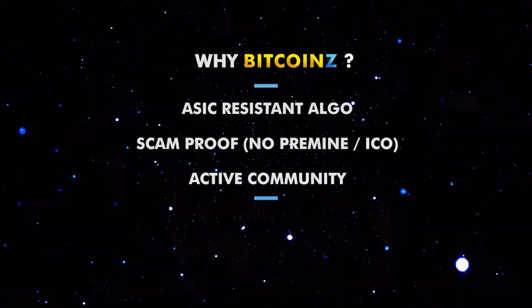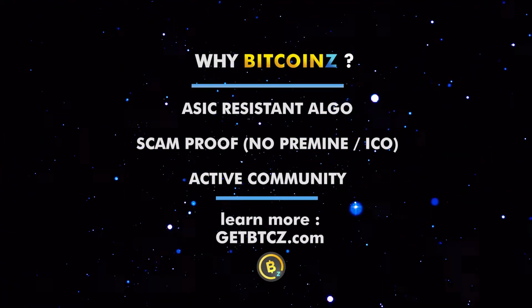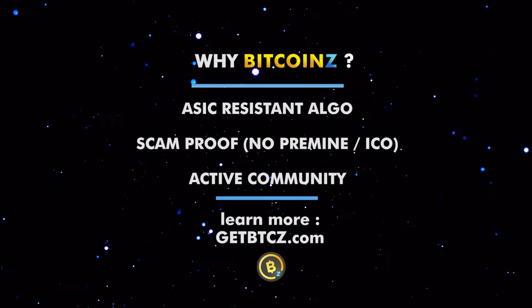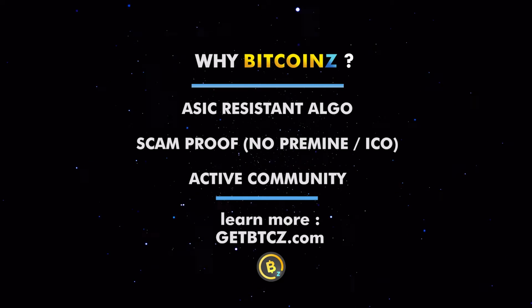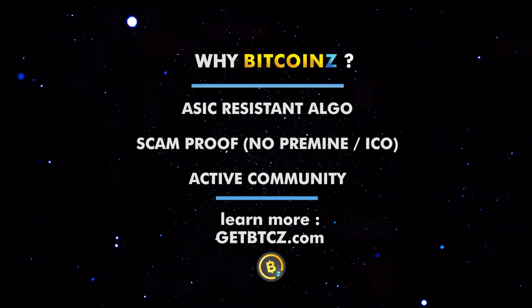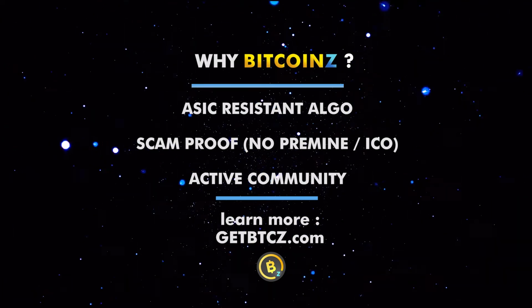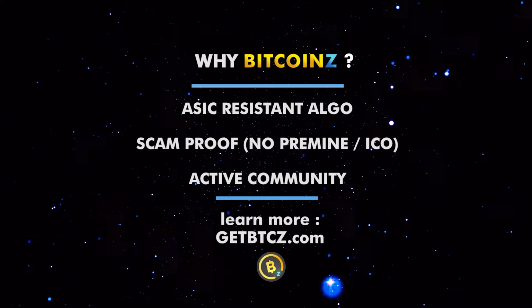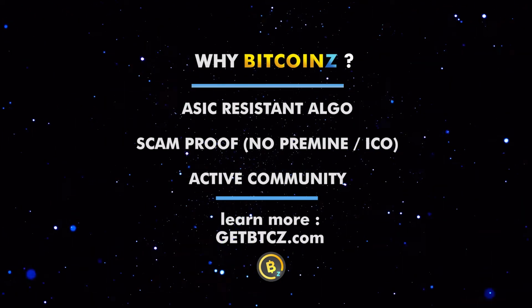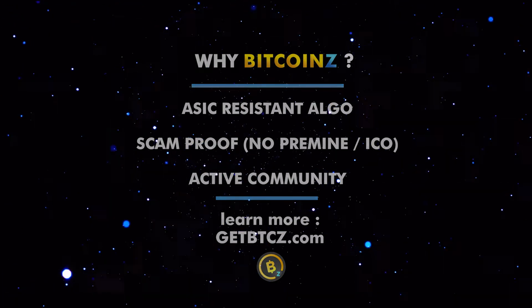Some reasons why we have chosen BTCZ are: first, its ASIC-resistant algorithm, which offers much more meaningful rewards for the small miners who use their personal computers. Second, the fact that BTCZ is a scam-proof project because it had no pre-mine and no initial coin offering. Third, it is a 100% community-driven project like the original Bitcoin, with no company behind it.